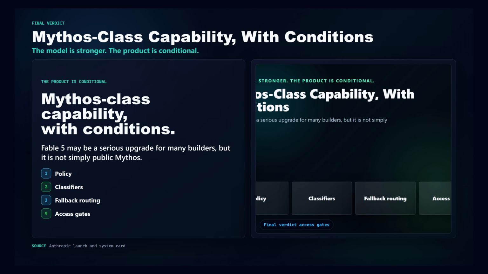So the headline is not just that Claude got stronger. The headline is that Anthropic is trying to ship Mythos class capability through policy, classifiers, fallback routing, and access gates. Fable 5 may be a serious upgrade for many builders, but it is not simply public Mythos. It is Mythos with conditions.